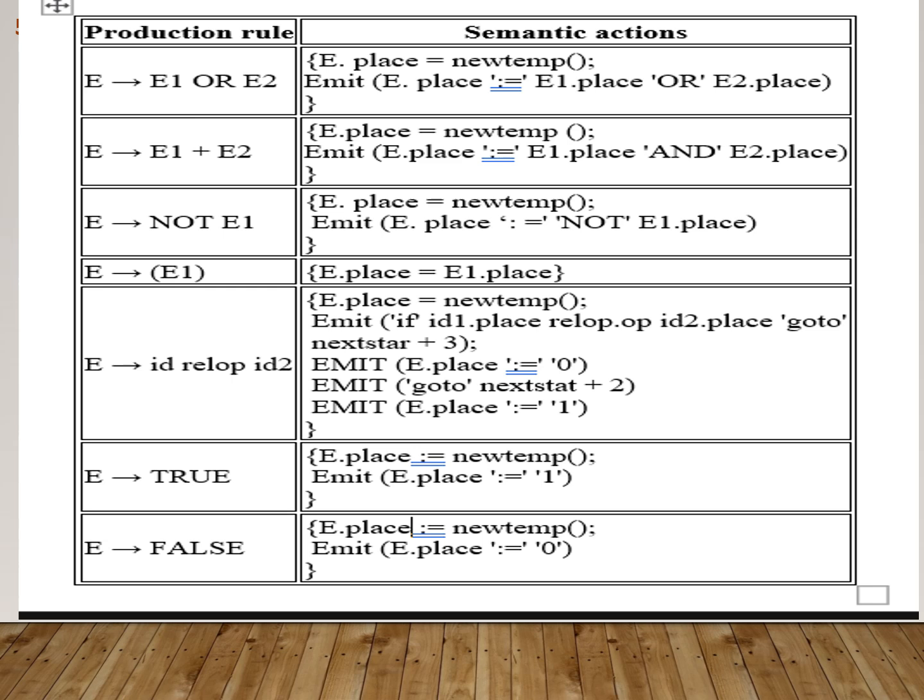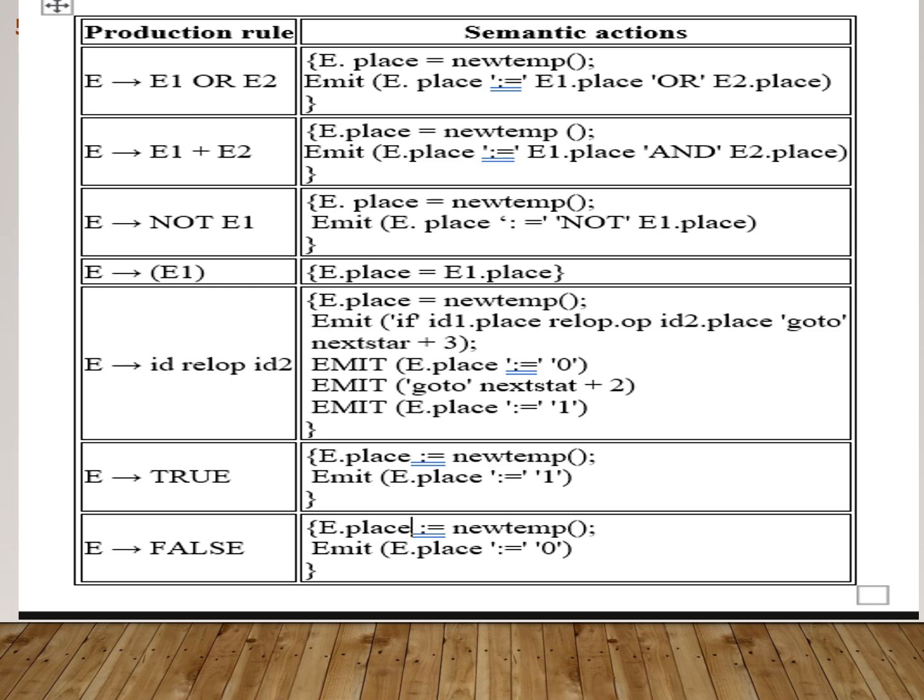The only new thing we are seeing is the if condition that we will come across. Here again we are evaluating a new variable, so E dot place is equal to new temp, and initially we will generate the statement if id1 dot place relational operator id2 dot place go to next star plus 3. You can just recollect what we did in backpatching, when we wrote the 3-address code for the if condition.